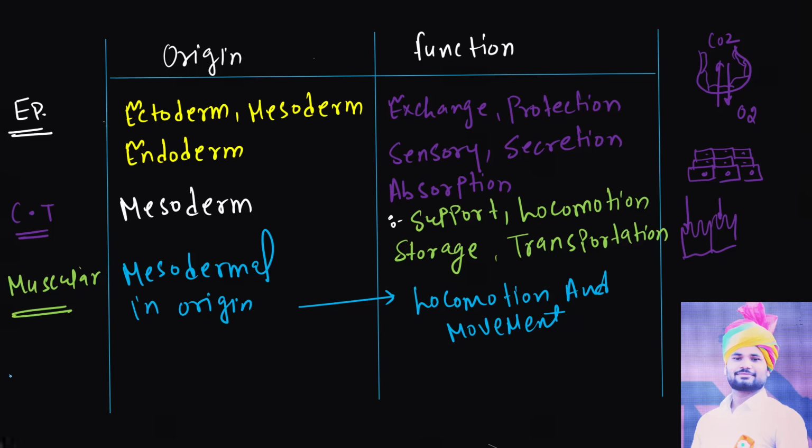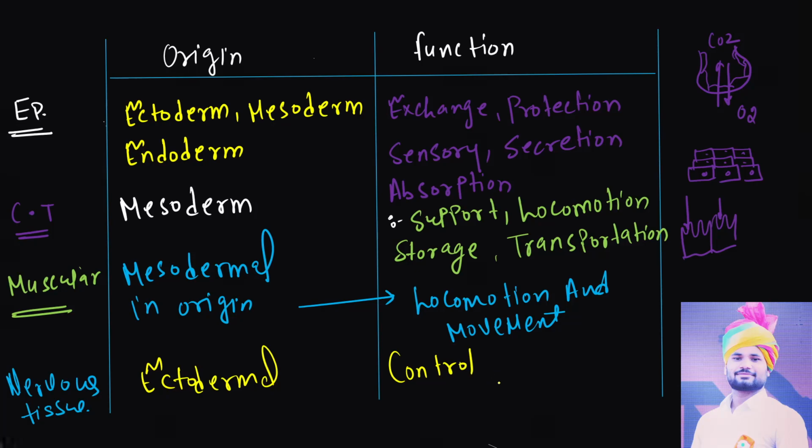The next is going to be nervous tissue. Neurons, I'm talking about. What do you think is the function of nervous tissue? Before function, you need to know that it is ectodermal in origin. And it helps in control and coordination, and it performs sensory function. So, control and coordination. Okay, everyone, so this is a short discussion about the tissues, their origin and their function.